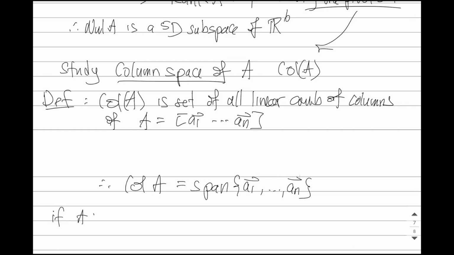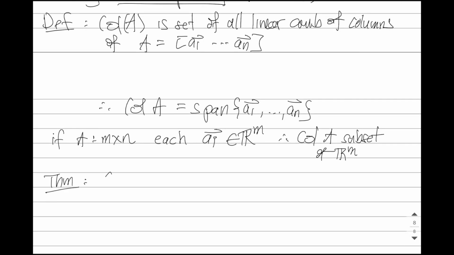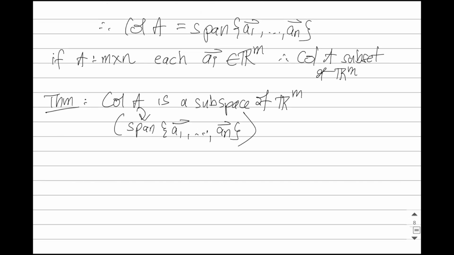If your matrix is an m by n matrix, yes, there are n columns, but each one of those columns has to live in Rm. And so that means that the column space of A is a subset of Rm. As you're going to see by the name, the column space of A is a subspace of Rm because it's a span. Remember earlier we said that anytime you have a span, it's automatically a subspace. Well, a column space is automatically going to be a subspace.